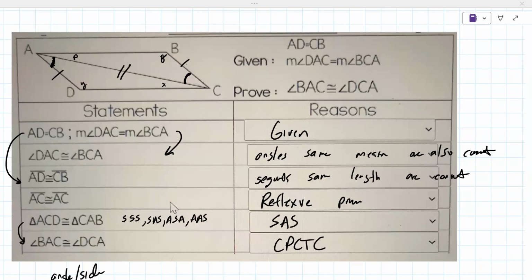Give me some feedback. What are you thinking right now? Well, I feel like I'm starting to understand it a lot more. I'm starting to understand the side angle sides a lot more than I did before, along with reflexive. But the little thing that's confusing is when I have to decide when to write a full sentence, like angles, segments are same length or congruent. Like when do I have to use those sentences?